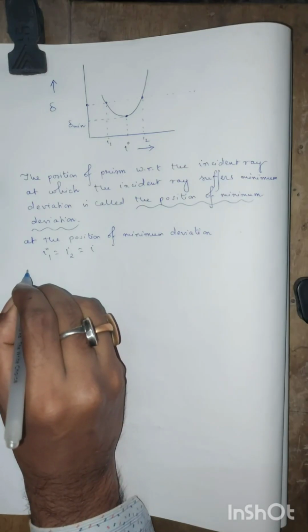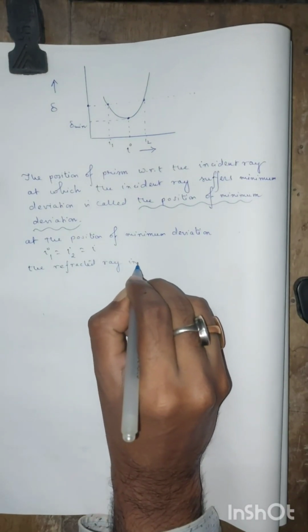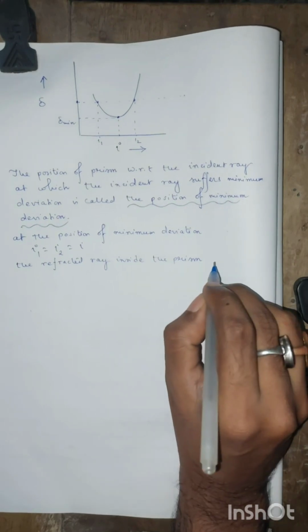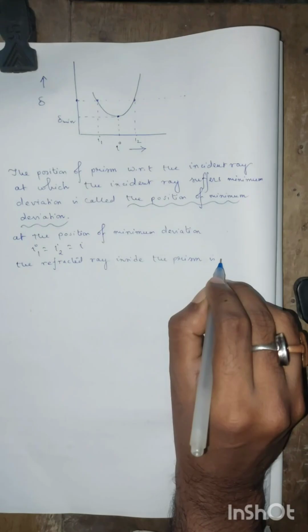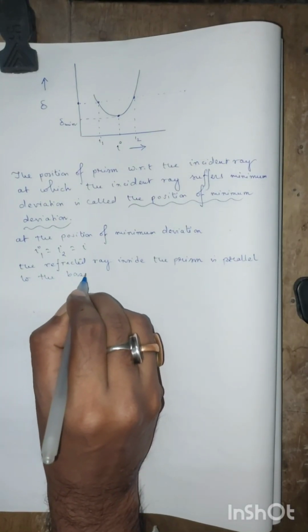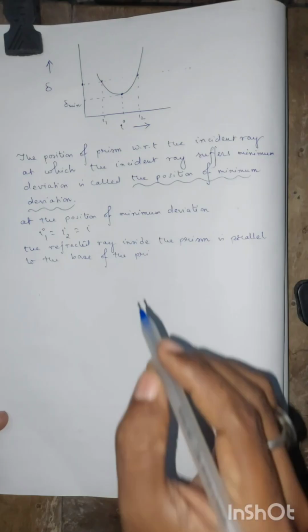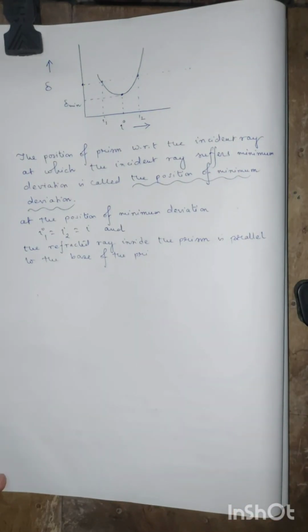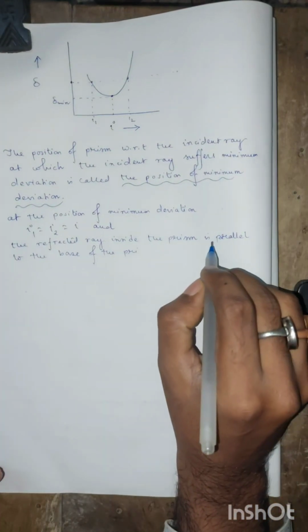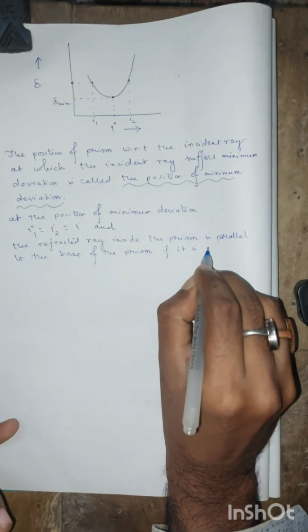And the refracted ray inside the prism is parallel to the base of the prism, if it is an equilateral prism.